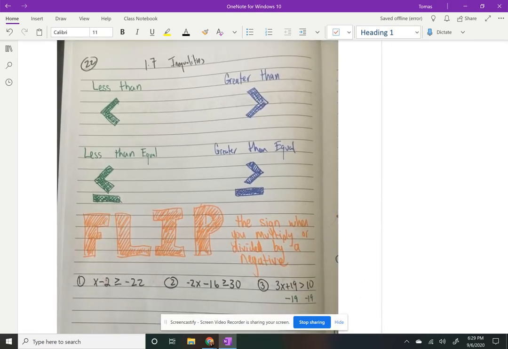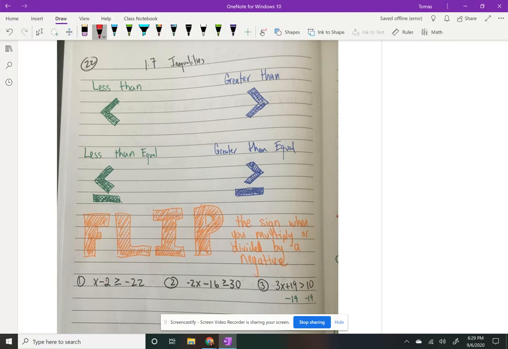Inequalities. The most important thing to remember, guys, when you're doing inequalities is that you flip the sign whenever you are multiplying or dividing by a negative. So don't forget that you flip the sign when you multiply or divide by a negative. Okay, that's the most key thing to remember. Whenever you are adding or subtracting, don't worry about the sign flipping. It's only when you multiply or divide by a negative.